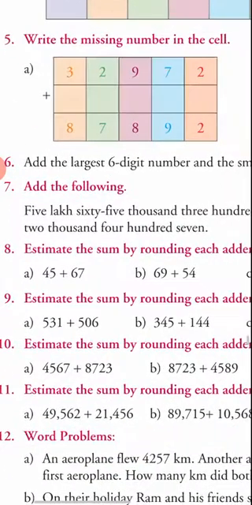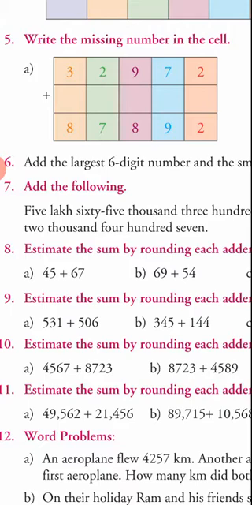Now let us move towards question number 5. Question number 5, you can see, says write the missing number in the cell. Now this is the type of question I was talking about. You have done these questions also where you have to write the missing addend. Now what you will do in this case? In this case, you just have to subtract the smaller number from the bigger one and you will get your addend.